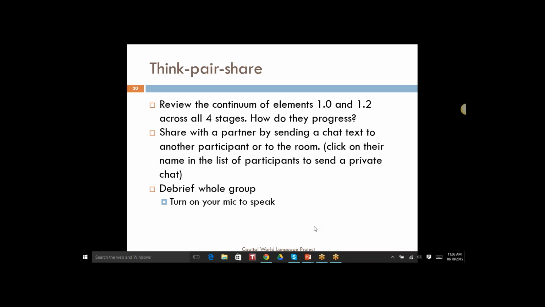Okay, so would somebody like to turn on their mic and let us know, what did you notice about the progression across 1.0, 2.0, 3.0? Anyone? How did the language change? Go ahead, Valerie.